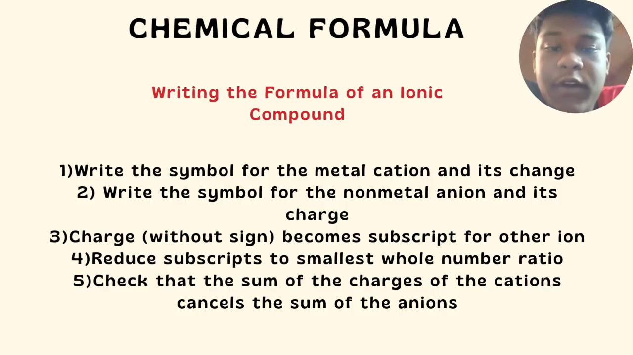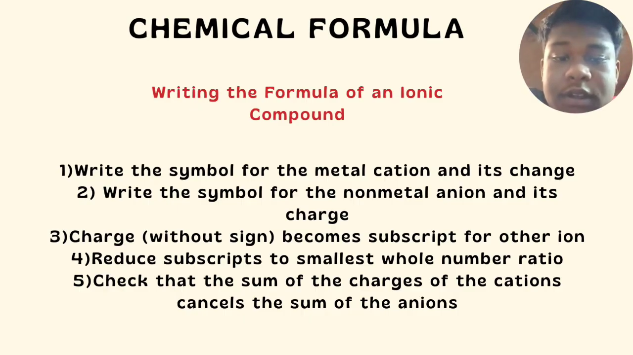These are the steps for writing a chemical formula. Firstly, write the symbol for the metal cation and its charge. Secondly, write the symbol for the non-metal anion and its charge. Thirdly, the charge without sign becomes the subscript for the other ion. Fourth, reduce subscripts to the smallest whole number ratio. And the last one, check that the sum of the charges of the cations cancels the sum of the anions.